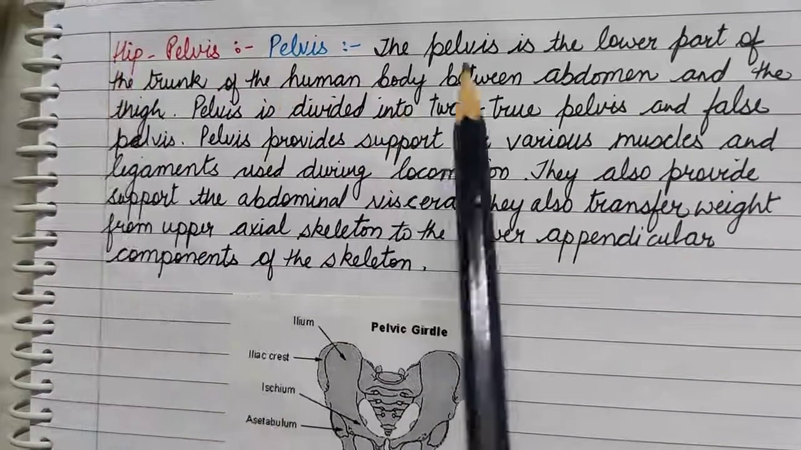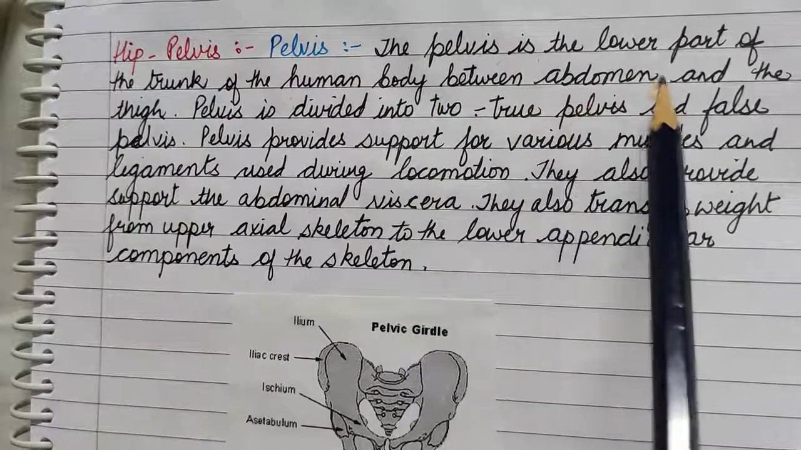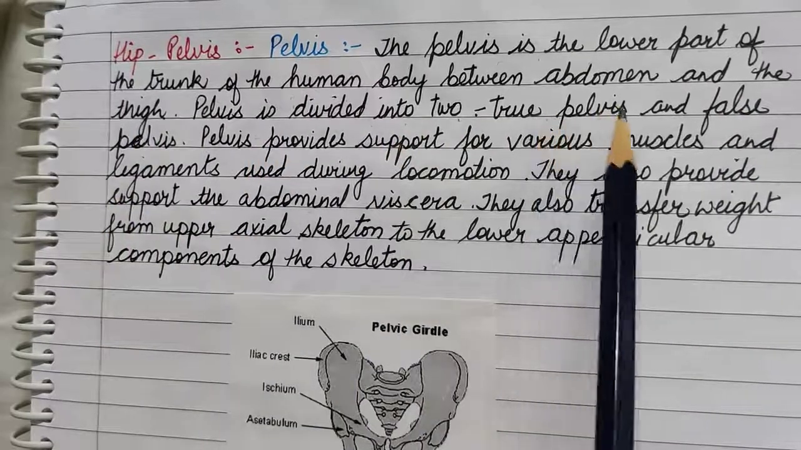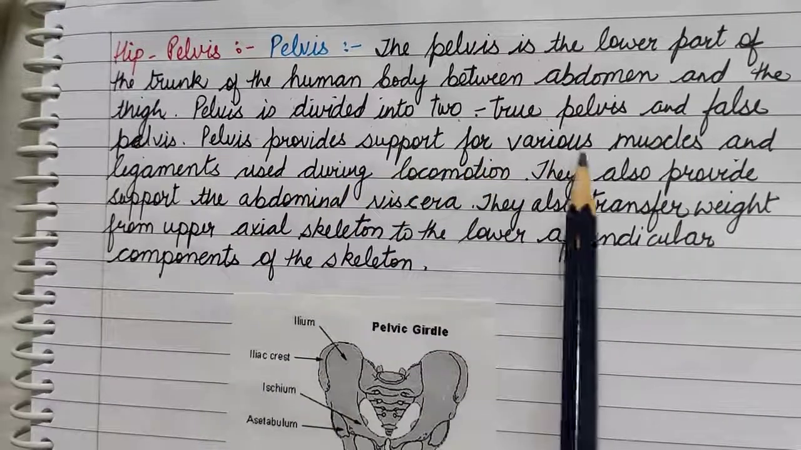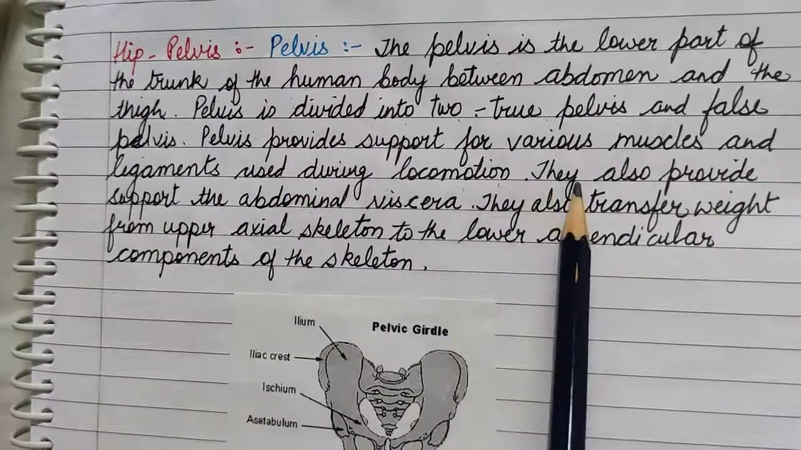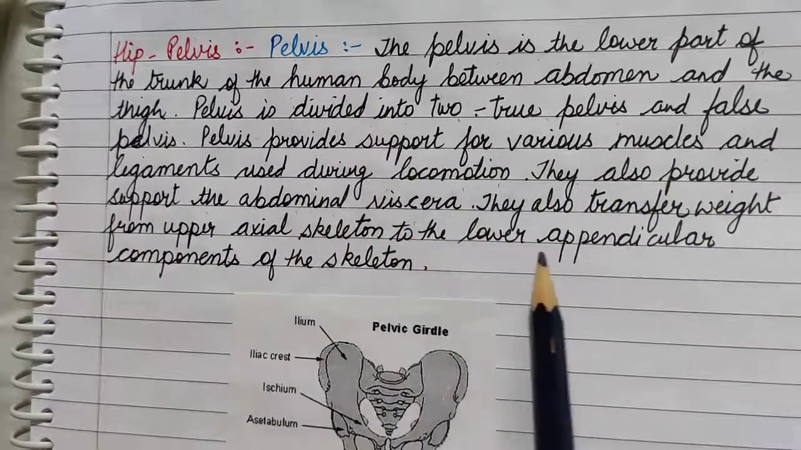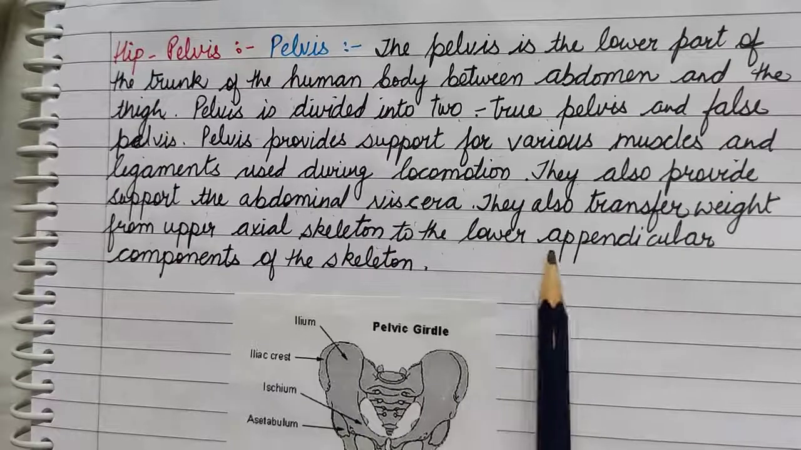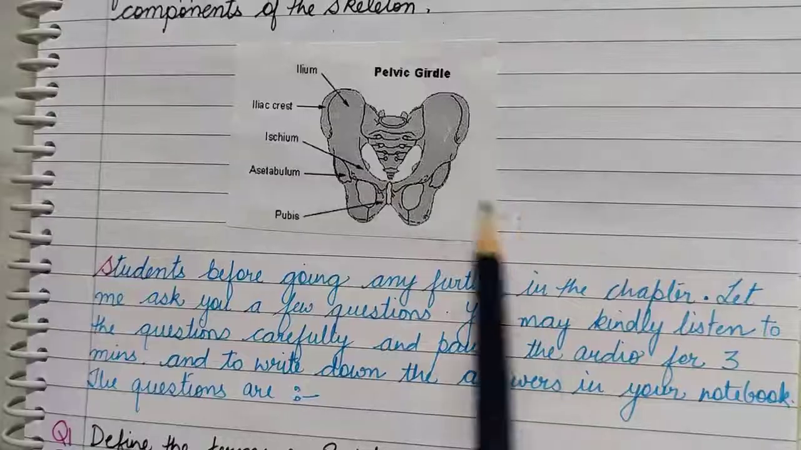Hip, pelvic. The pelvis is the lower part of the trunk of the human body between the abdomen and the thigh. The pelvis is divided into two, true pelvis and false pelvis. The pelvis provides support for our various muscles and ligaments used during locomotion. It also provides support for the abdominal vertebrae. It also transfers weight from the upper axial skeleton to the lower appendicular components of the skeleton. So this is the diagram of the pelvis.